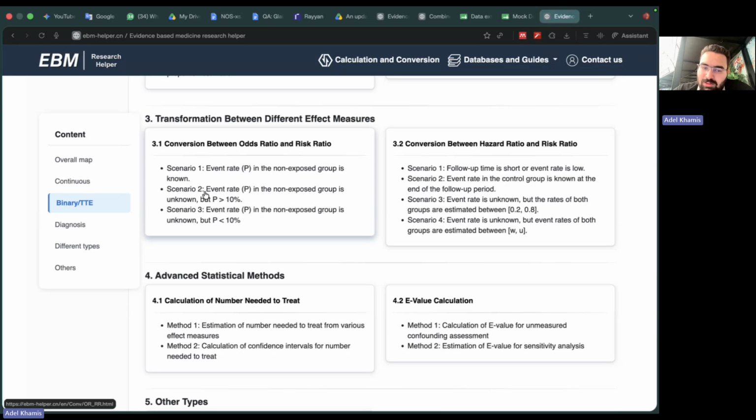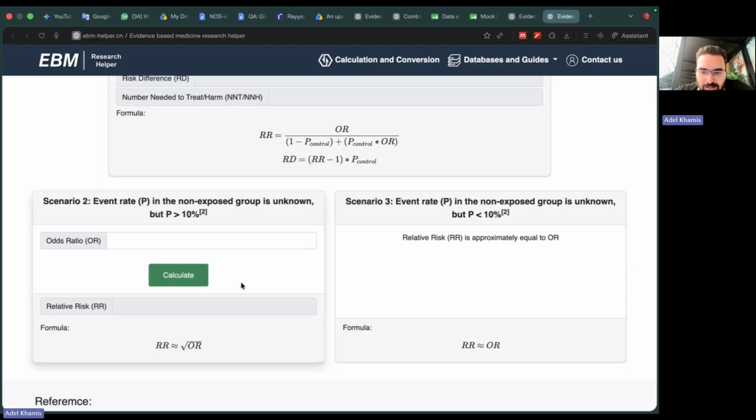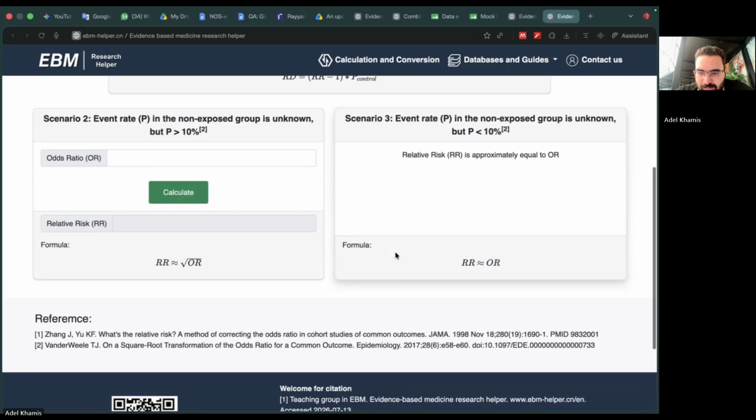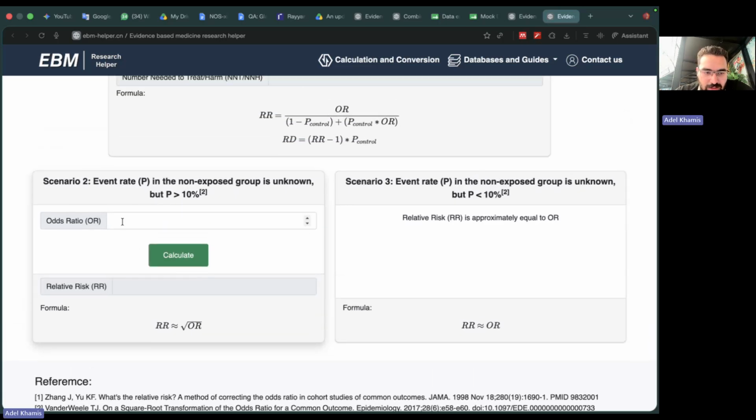I can choose scenario 2, and the opposite, the event rate of delirium was less than 10% of the sample size. I choose scenario 3. So if I click it, there are, as you can see, multiple things here. I put here if I don't know the non-exposed, but I know it is more than 10%. I put it here, we calculate it.